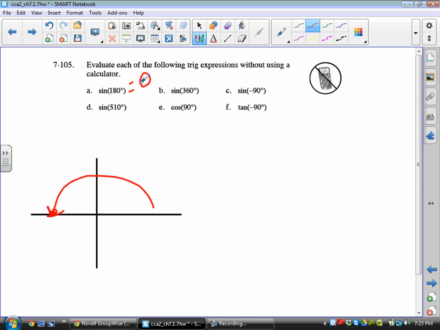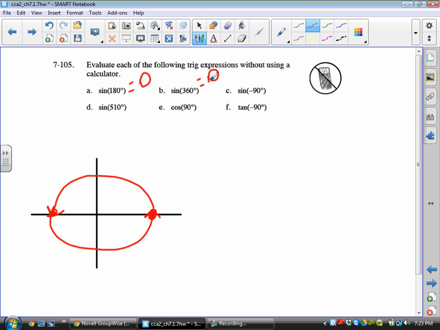Now I have sine of 360, so that's when I have continued to ride all the way around. Here I am, getting off the ride. How high am I off of the ground? Nothing. Again, I am 0. Sine of 360 is going to be 0.